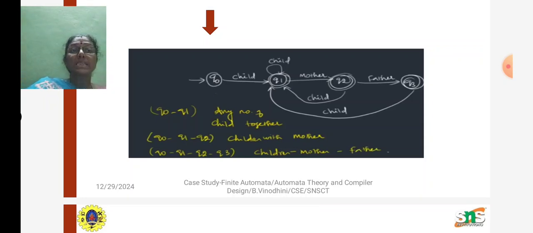I hope you understand how the deterministic finite automata is designed for the given problem.